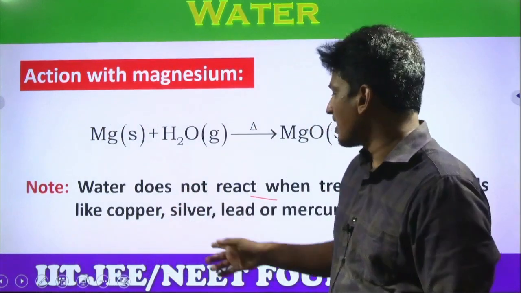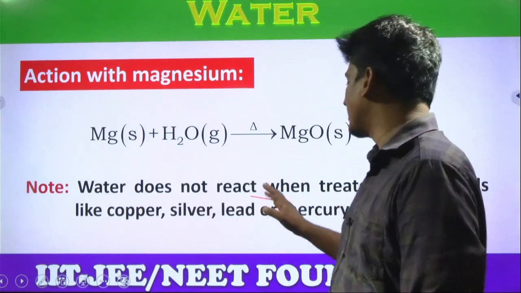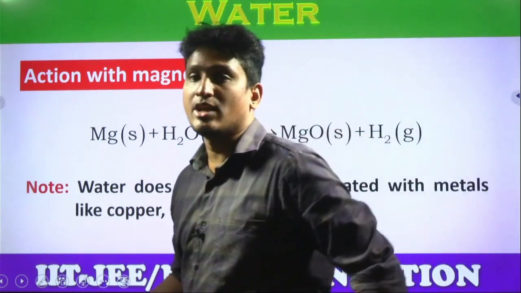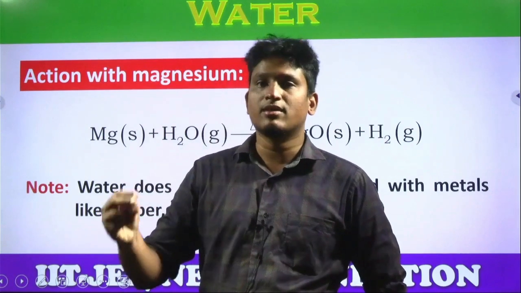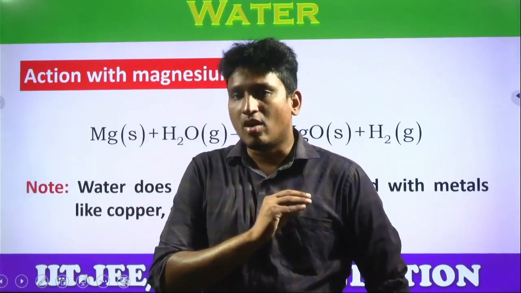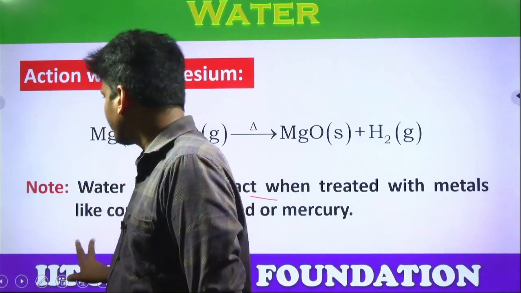So water does not react when treated with metals like copper, silver, lead and mercury. You have to remember, make a note about these points, students. All metals do not react with water, like gold, silver, platinum mainly. They are not reactive with water. They are unreactive with water, right?